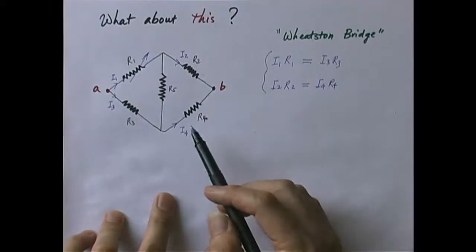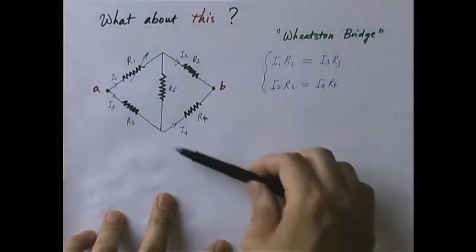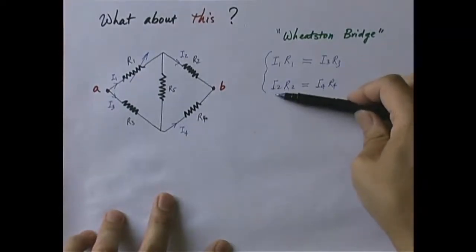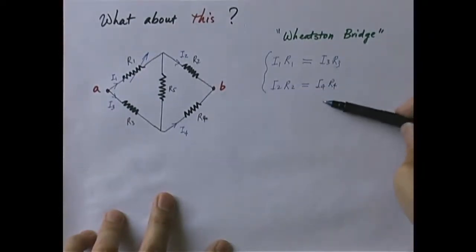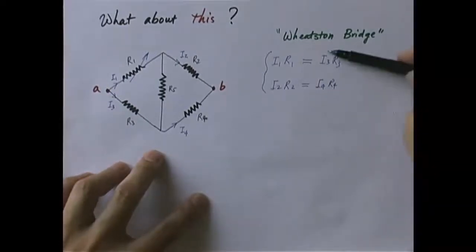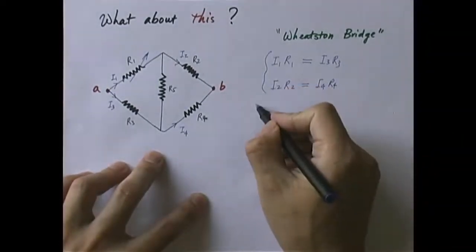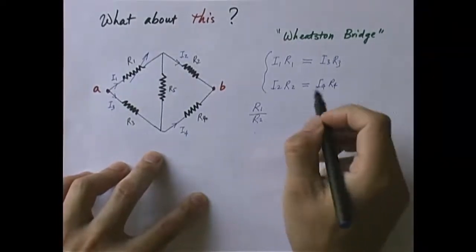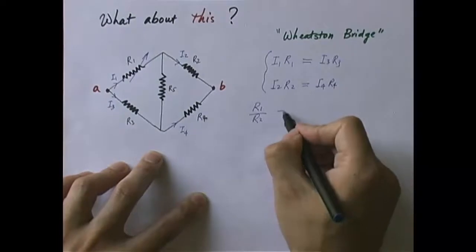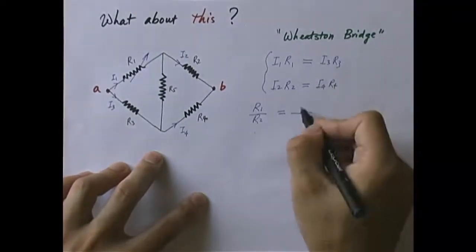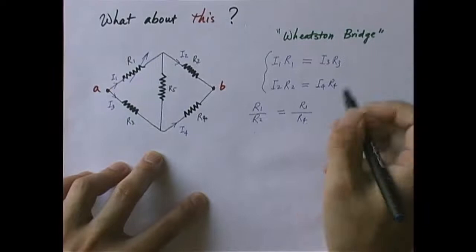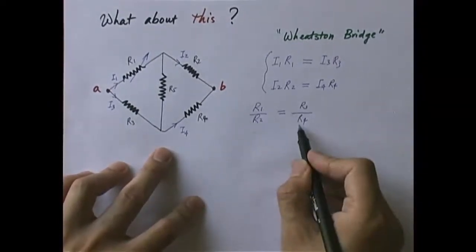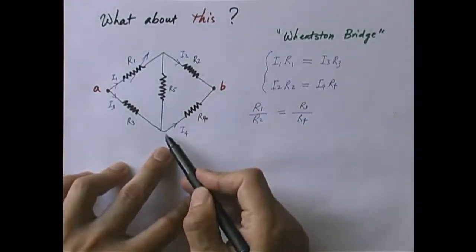We can actually get rid of all the currents, I1, I2, I3, I4, by dividing one equation with the other. Because then we get I1 over I2, which is 1 because they're equal, and I3 over I4, which is also 1 because they are equal. So let's divide this equation by that. You get R1 over R2, and then I1 over I2, which is just 1, equals what? R3 over R4, because I3 cancels with I4. So this is the condition for no current to flow through R5.